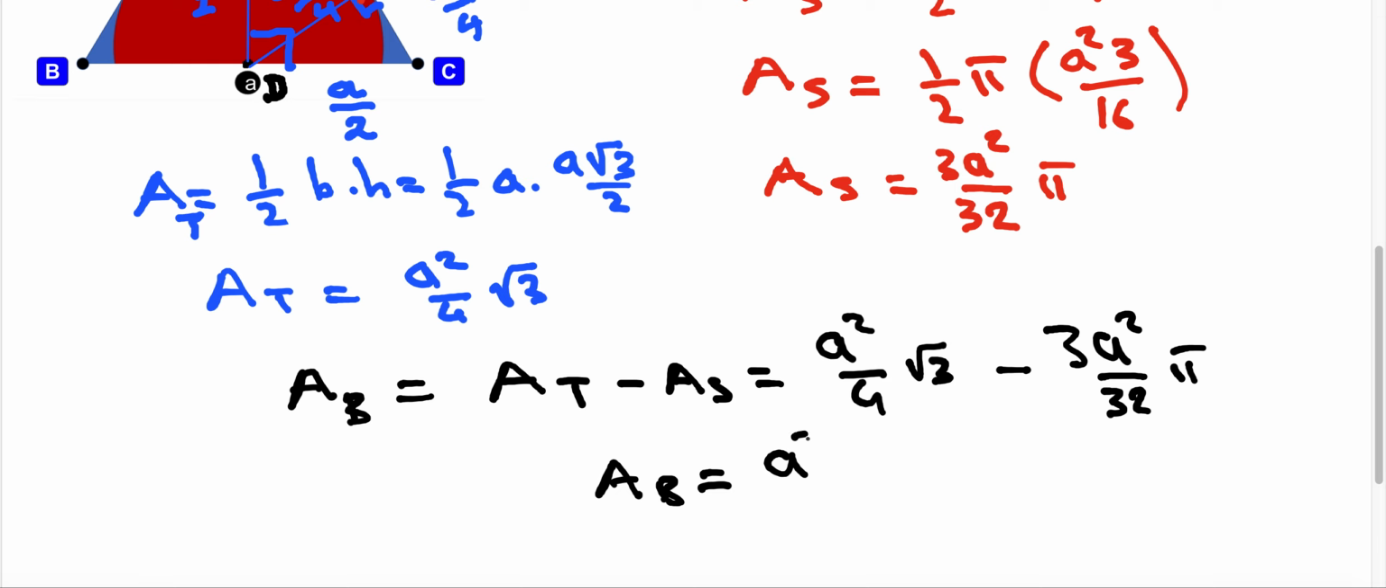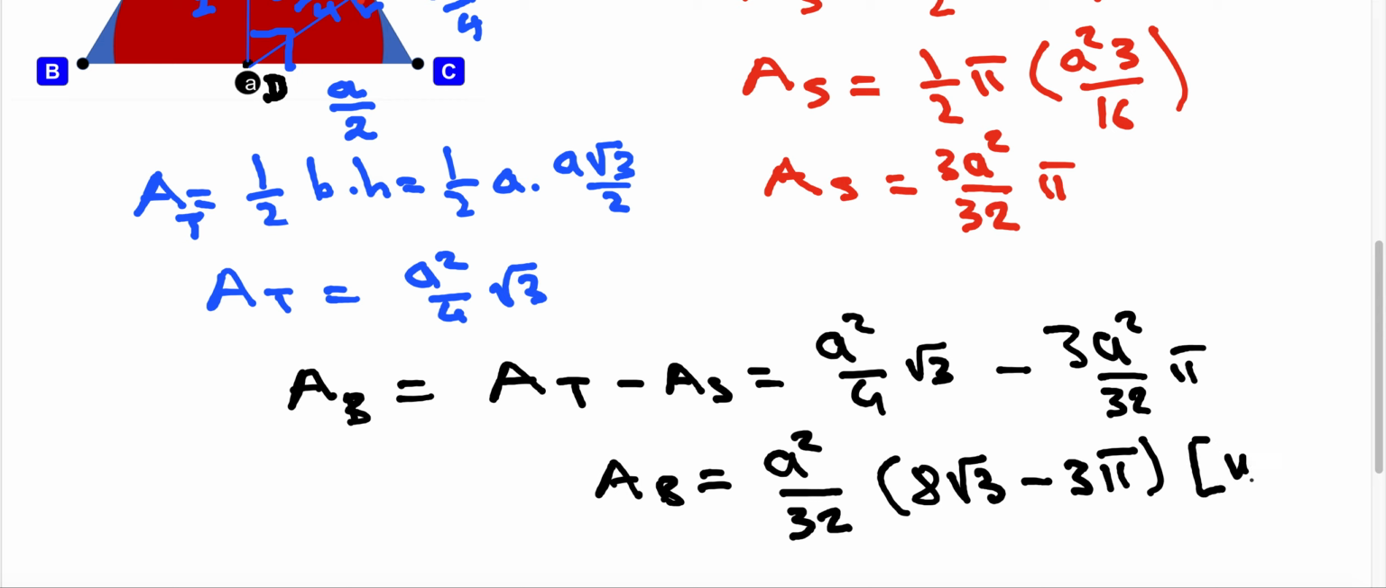a squared, the greatest common factor for both terms, is a squared divided by 32, and this can be a times 4, which is here a times square root of 3, minus 3 pi. Everything is in unit squared, so it can be anything: inches squared, meters squared, centimeters squared, or whatever it is, but it is a unit squared. And here I'm stopping.